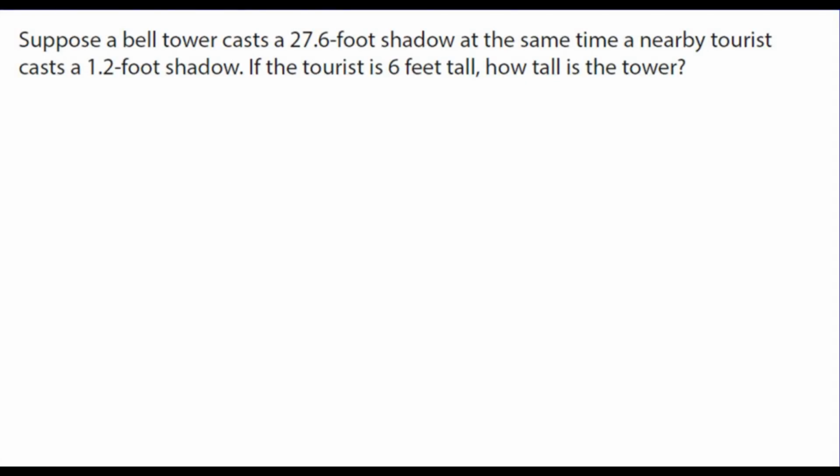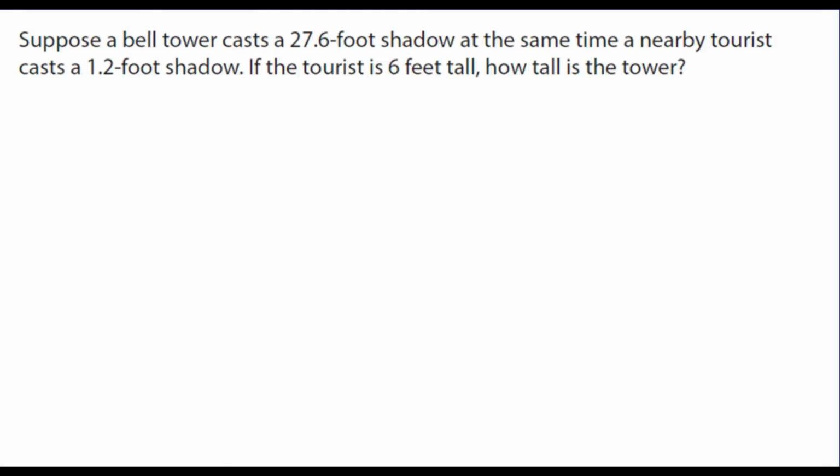So suppose a bell tower casts a 27.6 foot shadow at the same time a nearby tourist casts a 1.2 foot shadow. If the tourist is 6 feet tall, how tall is the tower? Now, again, whenever it comes to geometry problems or measurement problems, I have to visualize it. I need to see it. So if you just make a sketch of the scenario and label all of the appropriate parts, then we can see the corresponding parts and we don't mix up our numbers at all.